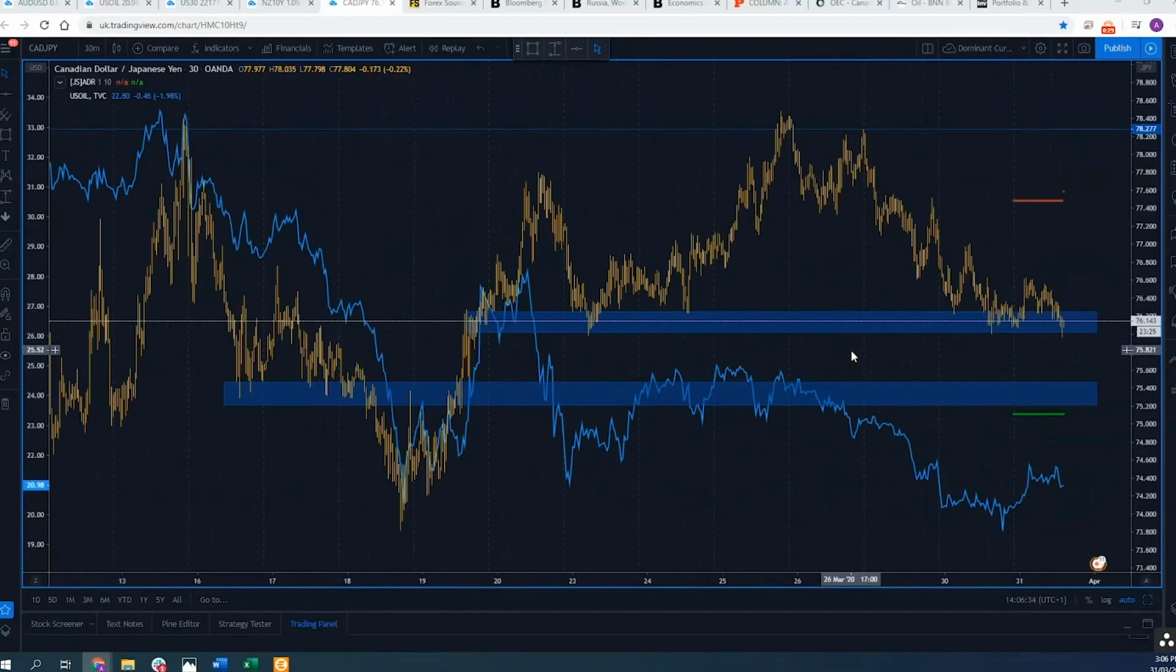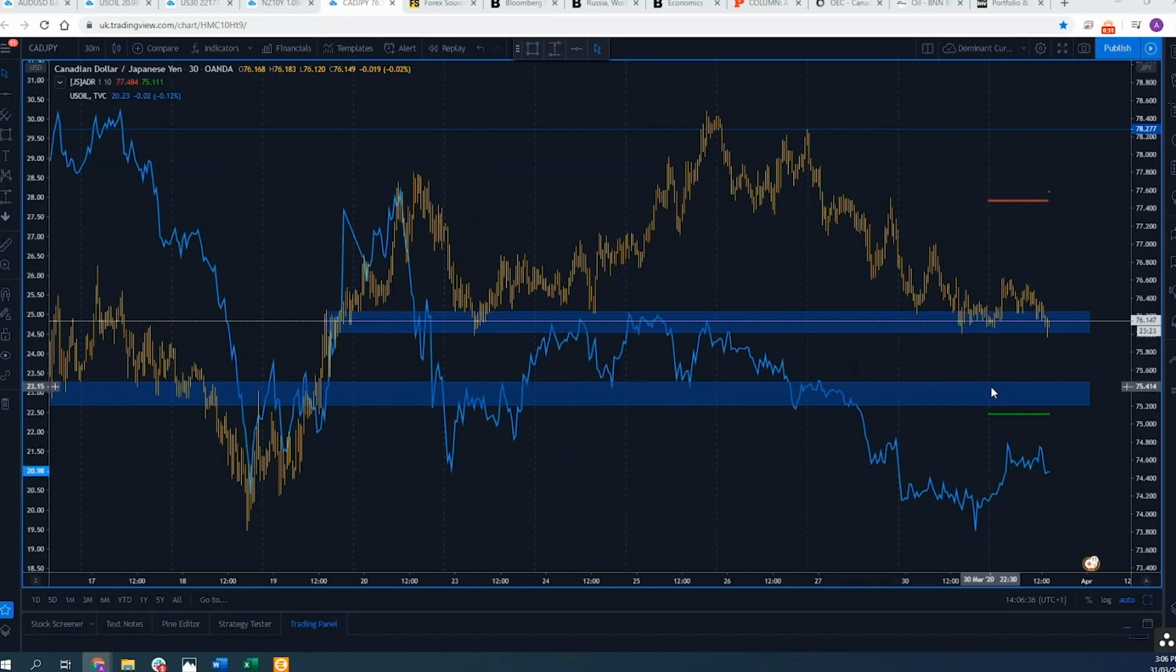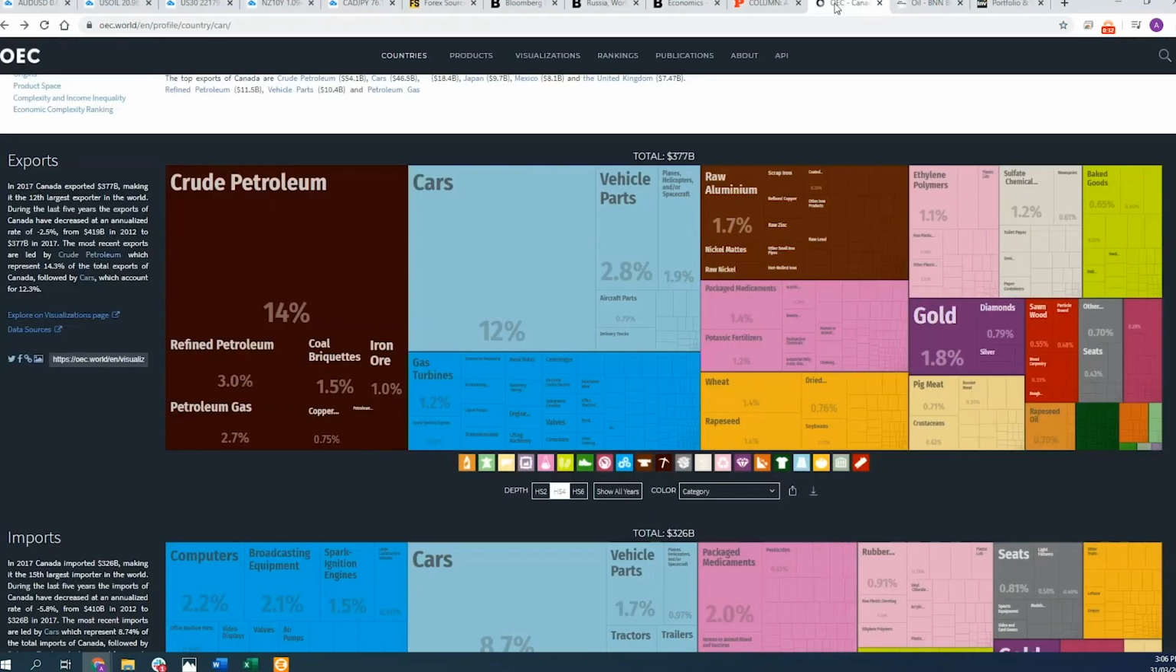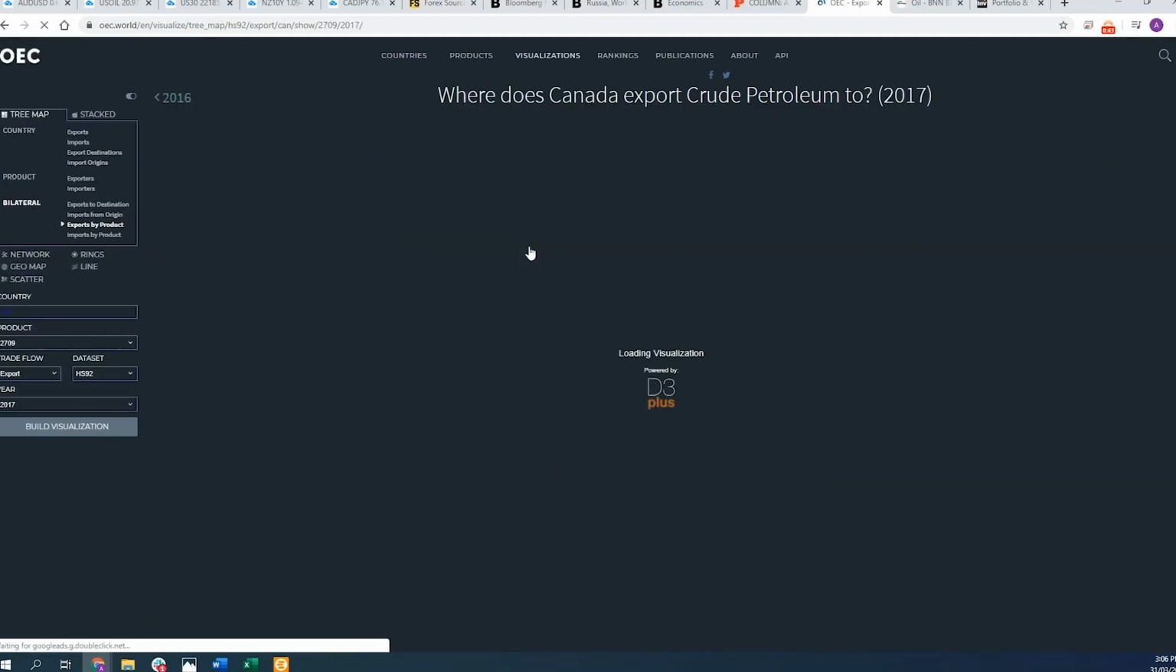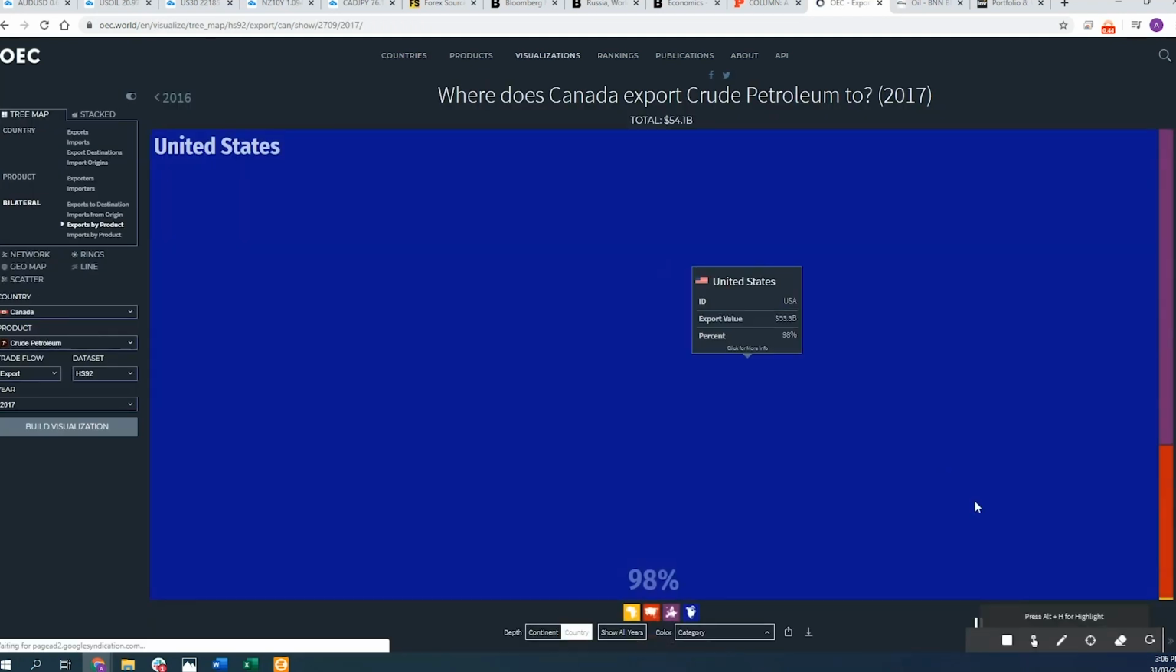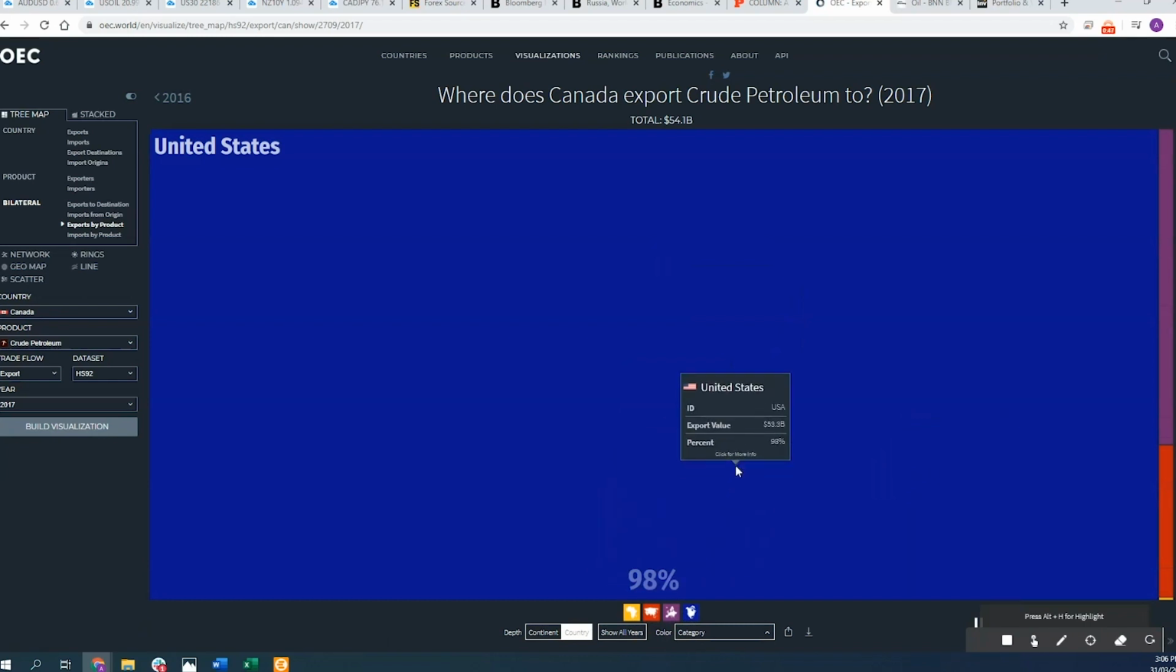Now, the reason why we have such a strong correlation, firstly, is because Canada is a very oil-dependent economy. And we can see that crude petroleum is 14% of Canada's total exports. It's also very important to note that 98% of that is sent across the border to the United States.